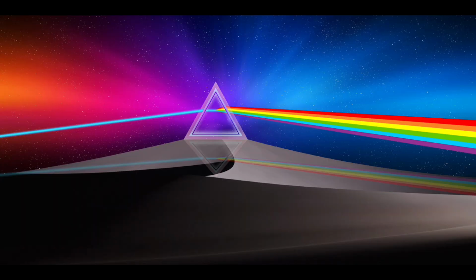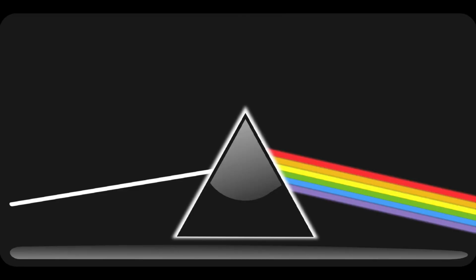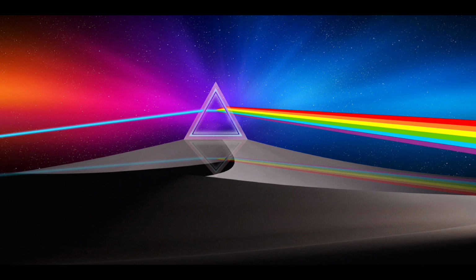This bending of light depends on its wavelength, with shorter wavelengths, such as violet, being bent more than longer wavelengths, such as red. This is because shorter wavelengths interact more strongly with the atoms in the prism, causing them to be slowed down and bent at a greater angle.